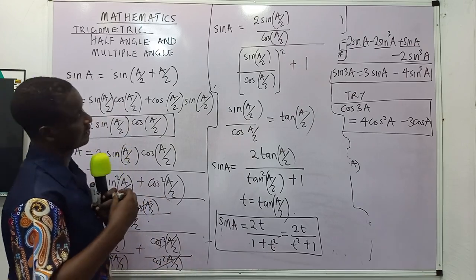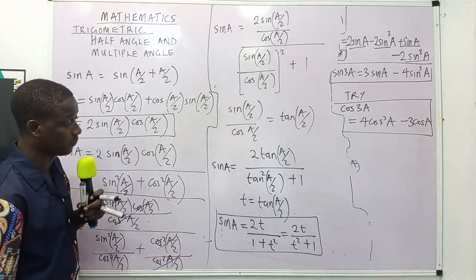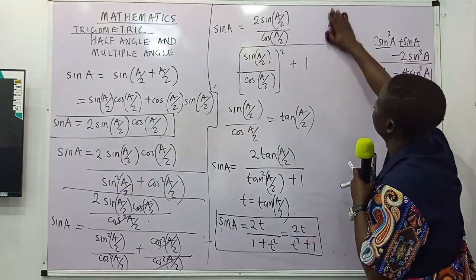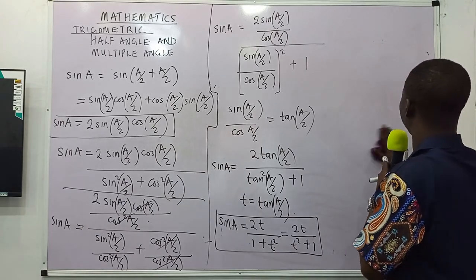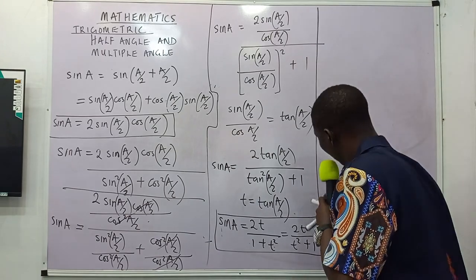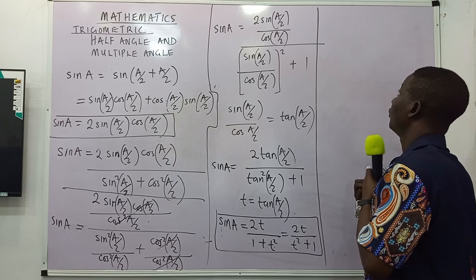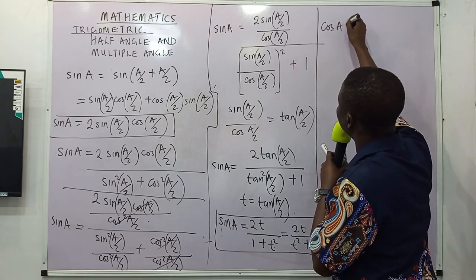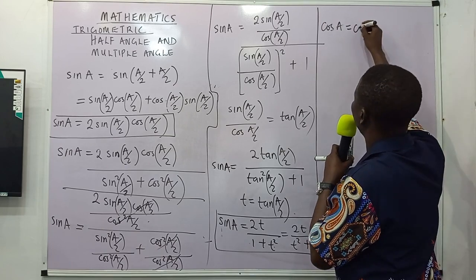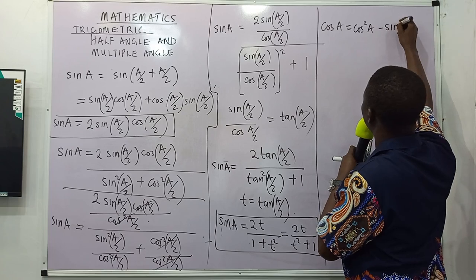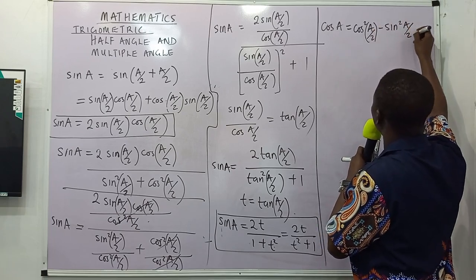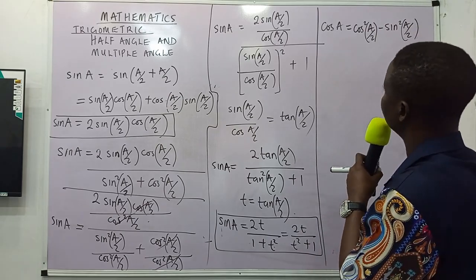Now, if you do the same thing for cos A, what are we going to have for that angle? Cos A is equal to what? It's equal to cos square A over 2 minus sine square A over 2. That's what we are going to have normally if you do it.